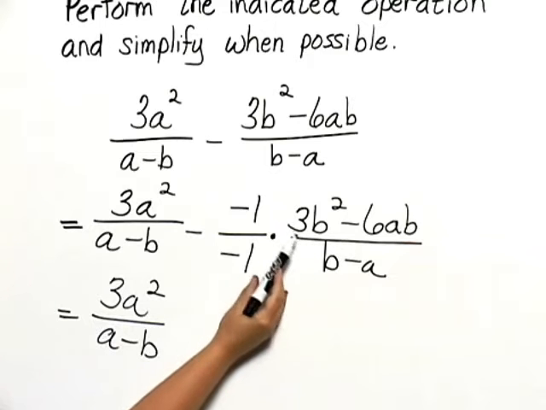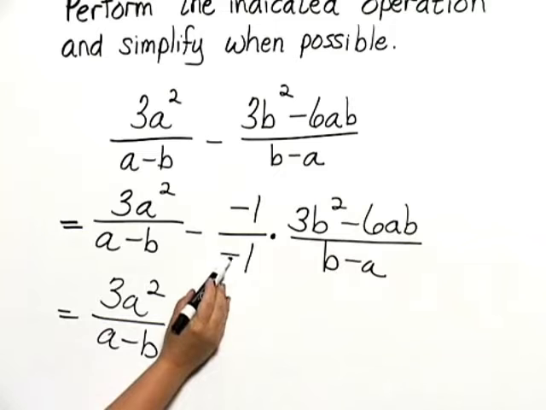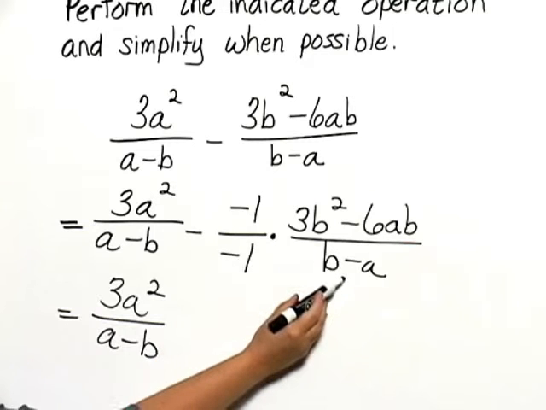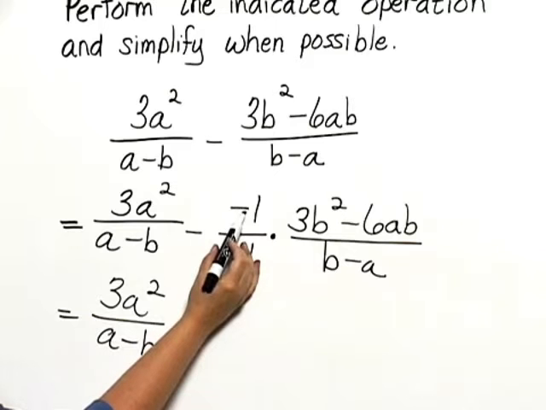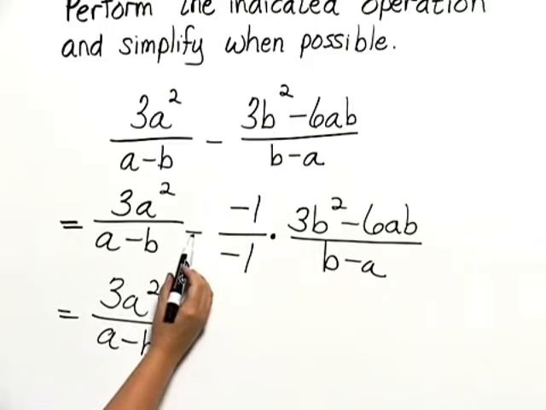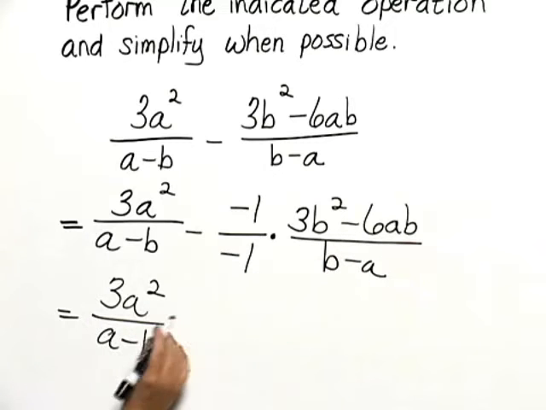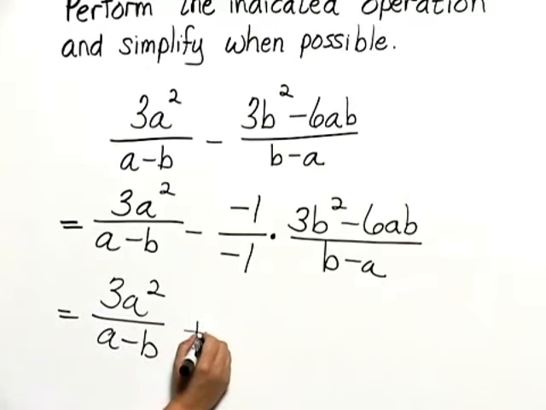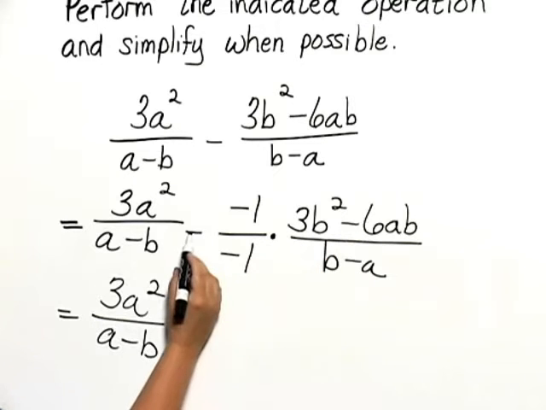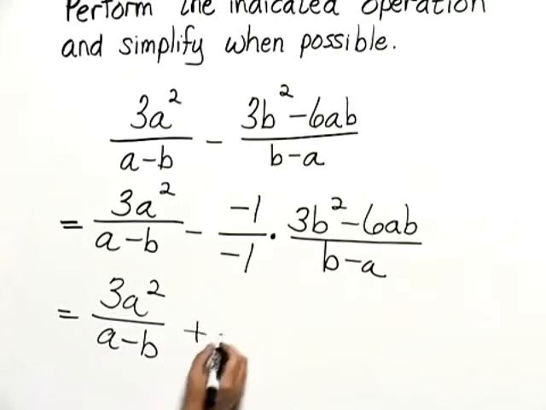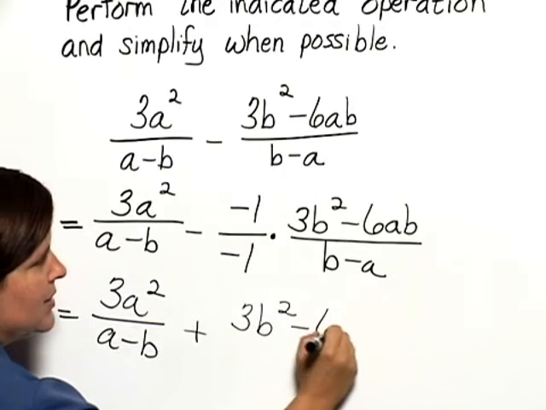Now here's where you can do something that will make this go a little bit faster. In the denominator, I'll multiply the -1 times the denominator. In the numerator, I have minus a -1. I'm going to change that to a plus 1 times this. So I can write it like this. I can write plus, and in the numerator, I just write the numerator I had before, because this minus and this minus has turned into a plus. That's 3b² minus 6ab.